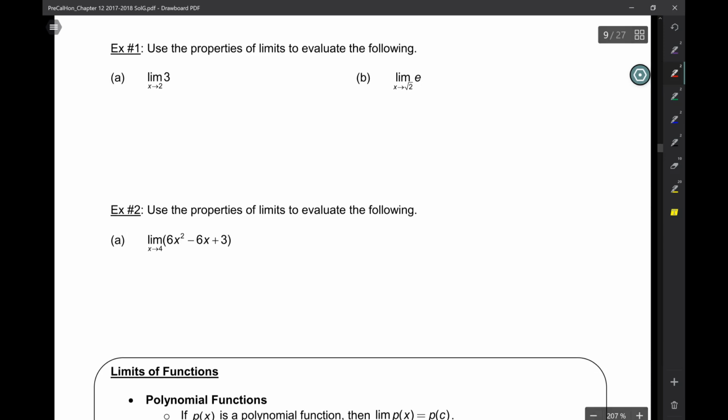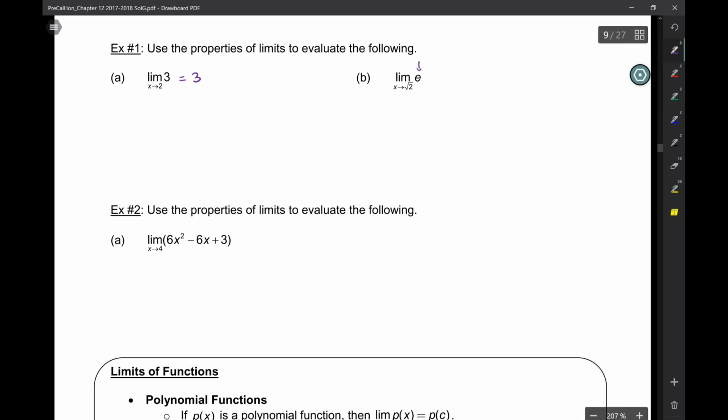All right, so what about this one? Use the properties of limits to evaluate the following. The limit of 3 as x approaches 2. What do you guys think? Limit of 3 as x approaches 2 would be 3. Okay, now take a look at this one.